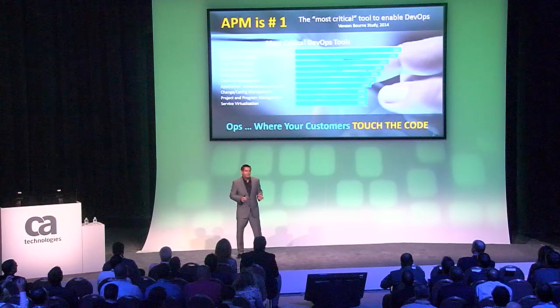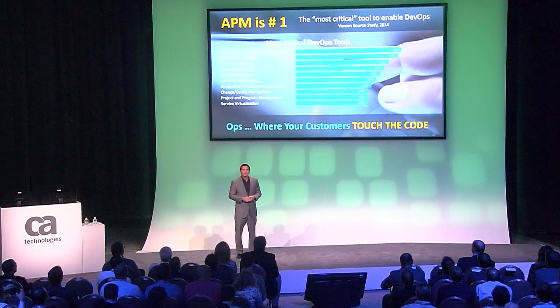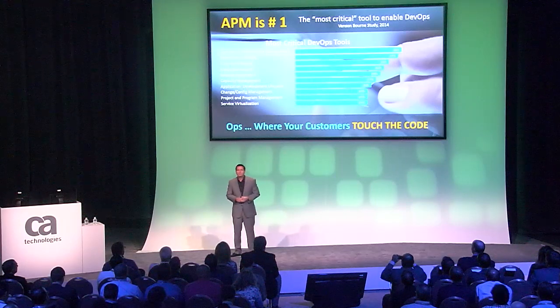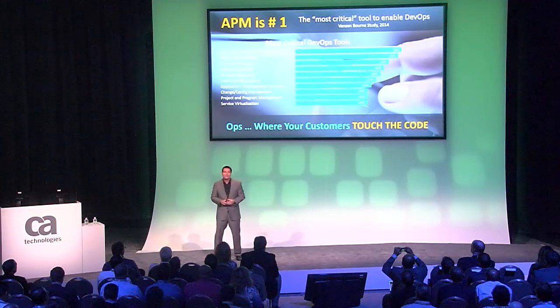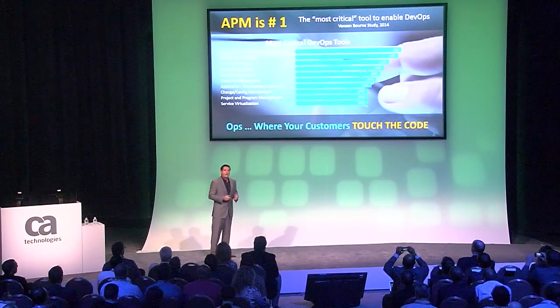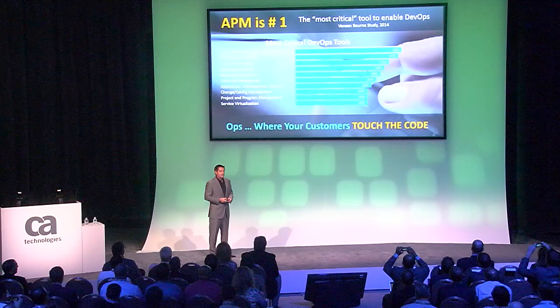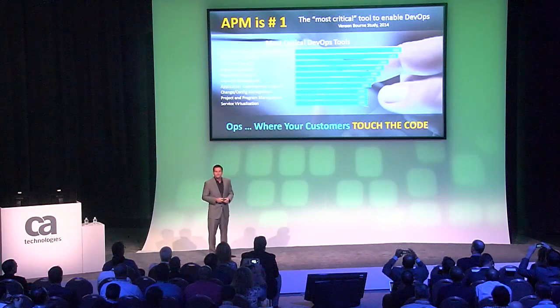So if you think that you don't have a voice in DevOps, well, you do. In fact, APM is the most critical tool to enable DevOps. If you have a lousy user experience, customers will move to another shoe app.